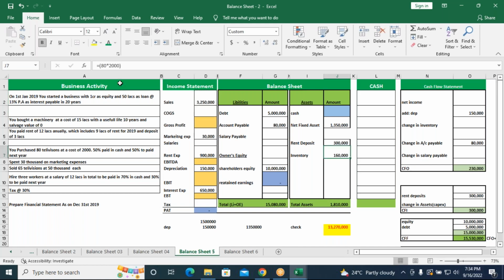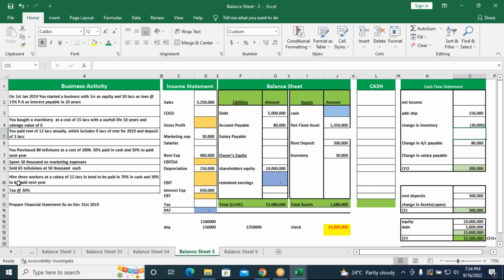So here inventory minus 65 into 2,000. So 65 is the quantity, the number of TVs, and that is how much I have paid in order to buy it. Okay, so this is done. So here inventory is equal to minus 30,000.